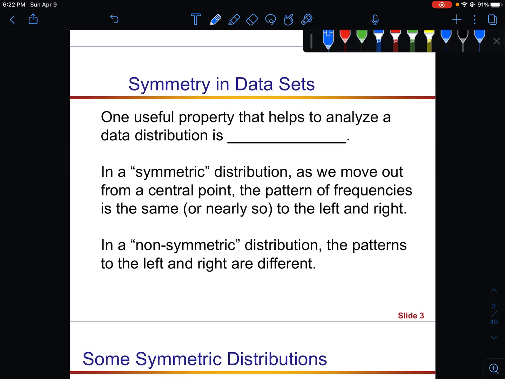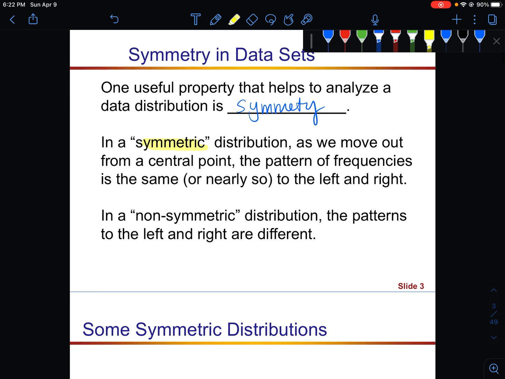So the next thing we'll talk about is symmetry of data. One of the most useful properties that helps us analyze a distribution is symmetry. And when we talk about a symmetric distribution, we work from a central point, and that central point goes to the left and right, and that central point is going to be our mean. And when we talk about non-symmetric distributions, that means that they're going to be swayed more to the left or more to the right, and it won't be an even shape, or we can call it a bell shape. And we'll see an example of that in a sec.